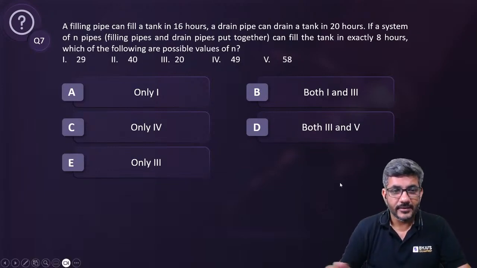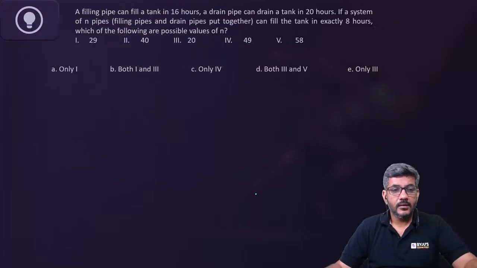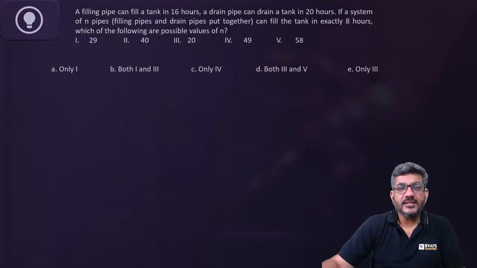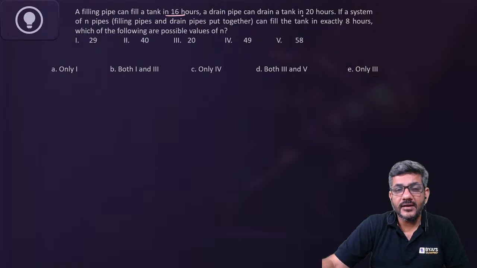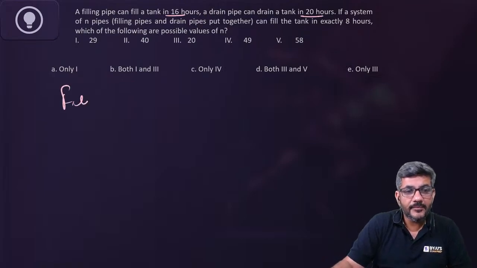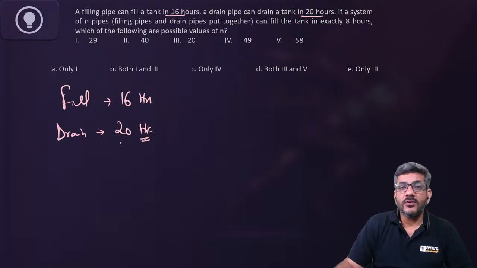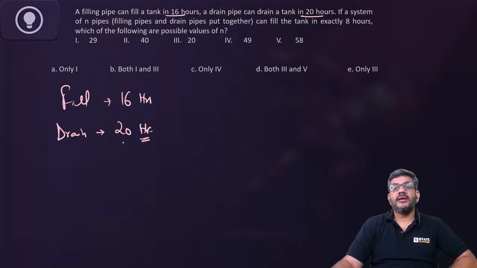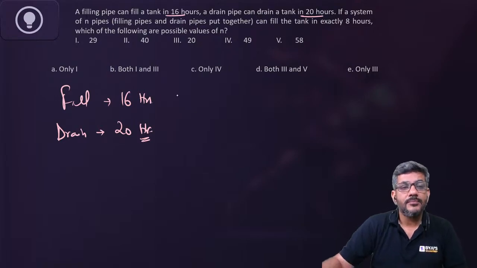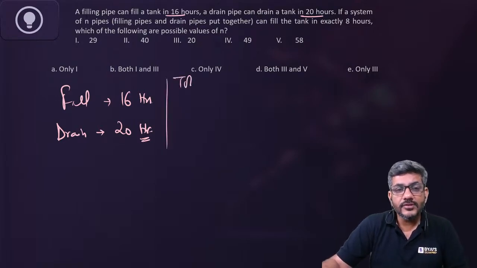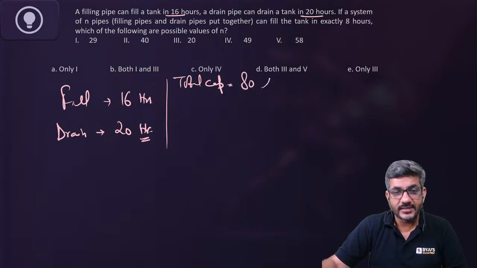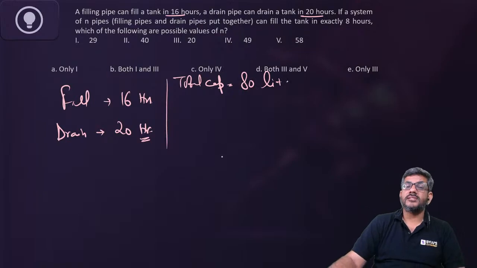चलिए, let's start doing it then. It says a filling pipe can fill a tank in 16 hours, a drain pipe can drain it in 20 hours. So the filling pipe takes 16 hours, the drain pipe takes 20 hours. And he says a system of n pipes can fill the tank in exactly 8 hours. Which of the following are possible values of n? So I am assuming the total capacity of the tank as the LCM of 16 and 20, which is 80 liters.